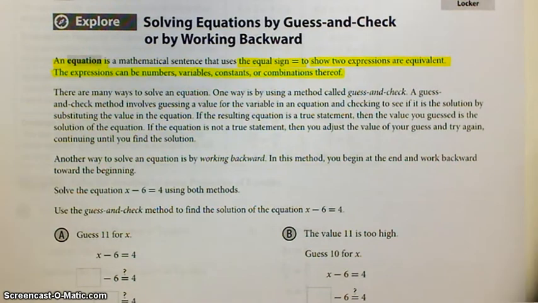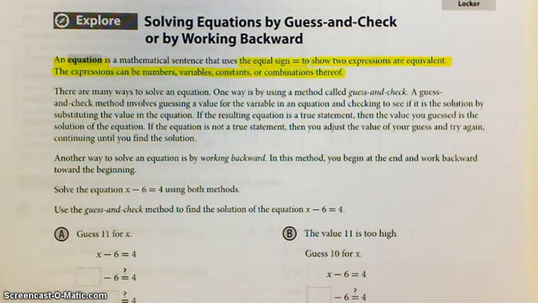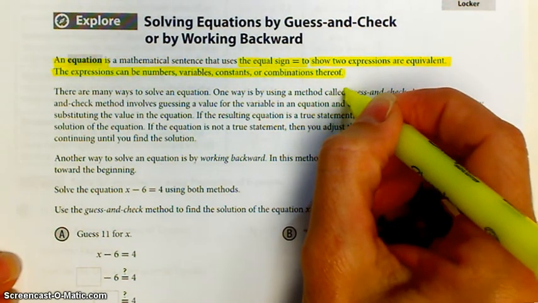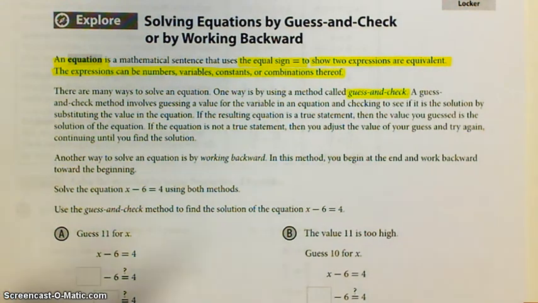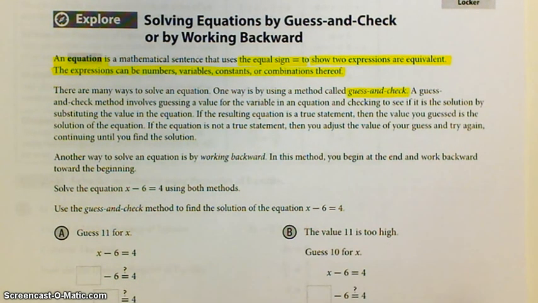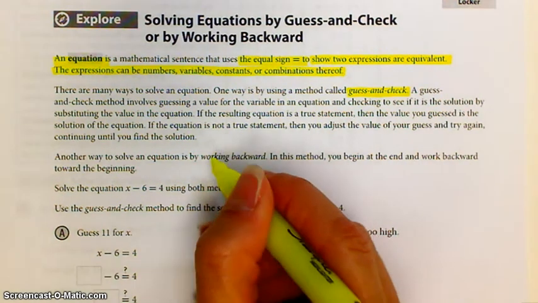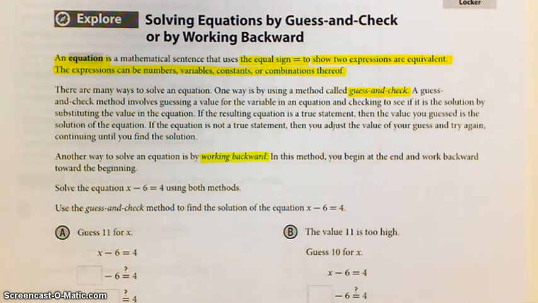You have many ways that you can solve an equation, and one way is by using something called guess and check. And you just literally guess a number, put it in for the variable, and then work the problem using that number and see if it results in a true statement. If the resulting equation is a true statement, then the value that you've guessed is a solution of the equation. If the equation is not a true statement, then you need to guess again, basically. Okay? Another way to solve an equation is by working backward. In this method, you begin at the end and work backward towards the beginning.